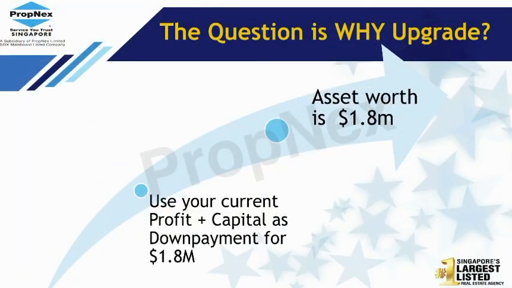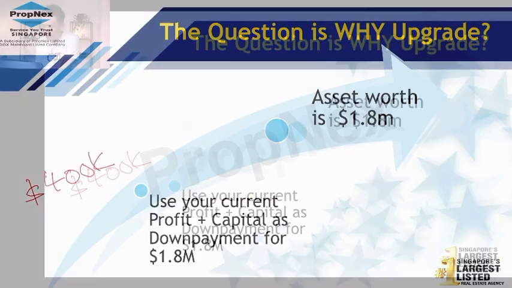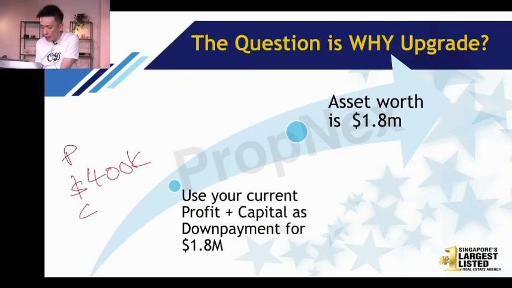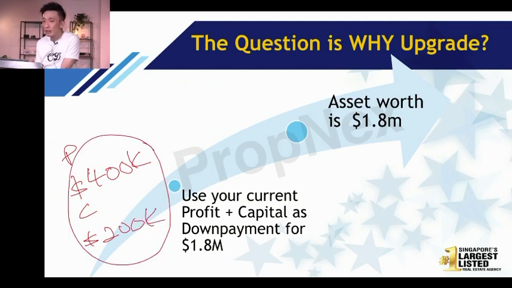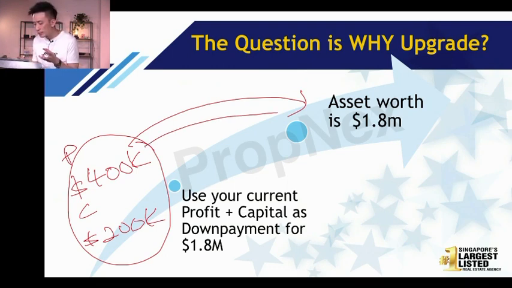The reason why you want to upgrade your asset is because, first, you actually make 400,000. That is your profit. Just now your capital, if you buy at 1 million, is 200K. At least this amount of money, right? You sell the property away. You take out the money. You transfer this money to 1.8 million. Did you actually lose the money? No, the money is transferred.